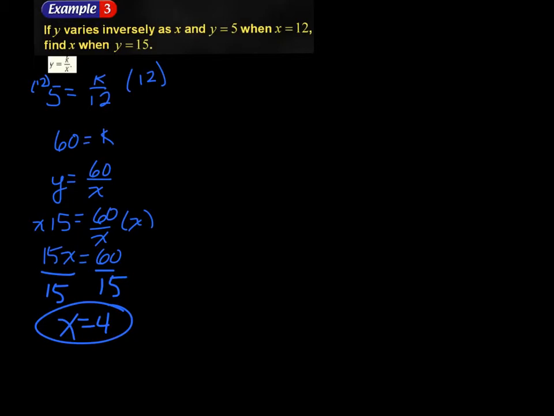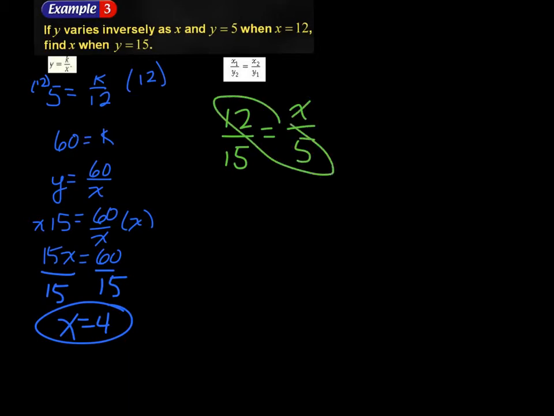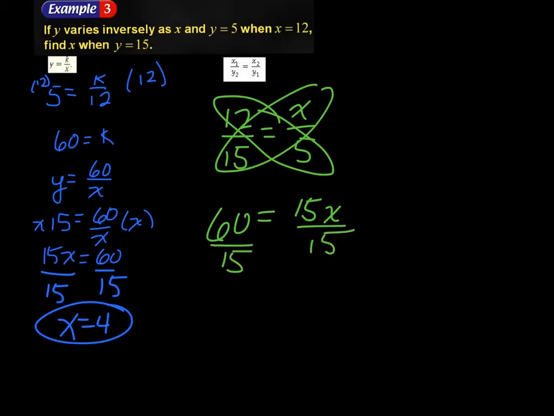Using the other method, my x sub 1 is 12, my y sub 2 is 15. My x sub 2 is what I'm looking for, and my y sub 1 was 5. Cross products, and I've got 60 equals 15x. Divide both sides by 15, and voila, we have x equals 4. The advantage is, obviously, if you're just solving for one value, this is going to be pretty quick as long as you can remember where your numbers go.